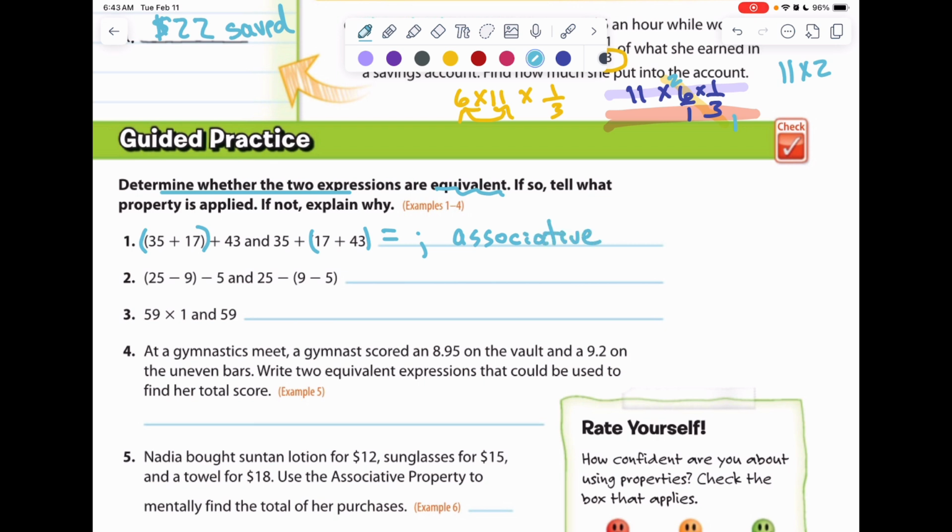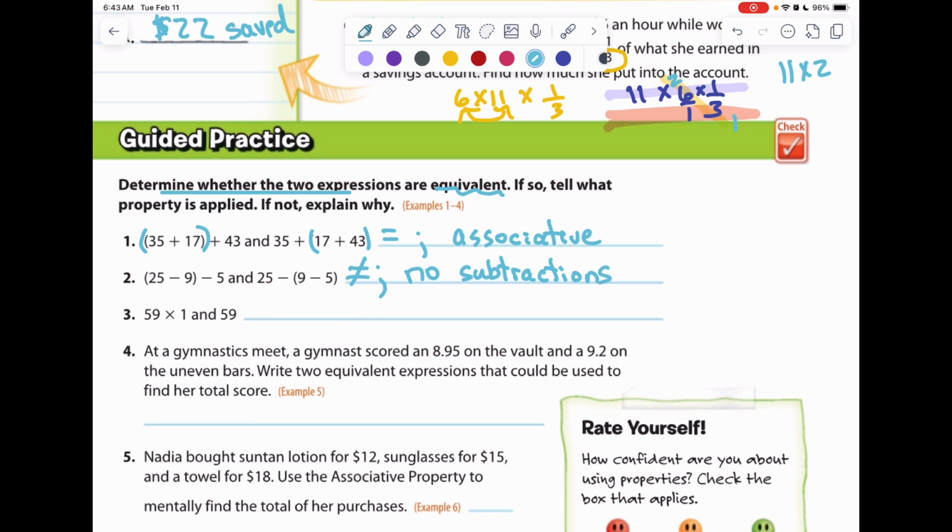Okay, let's look at the next one. 25, 9, 5, 29, 5, 9, 5. Same numbers, but look here. That is subtraction. Our new properties or rules that we've learned don't involve subtraction. So these are not equal. Why? Okay, our properties, no subtraction in our properties.